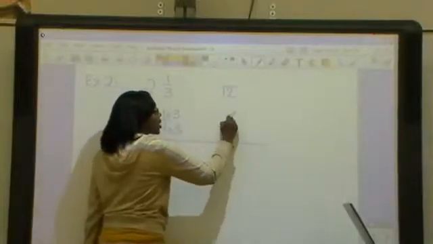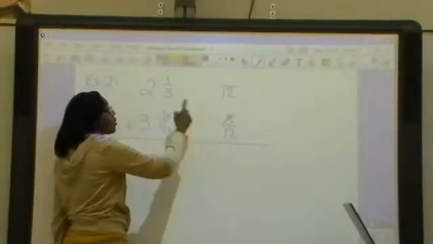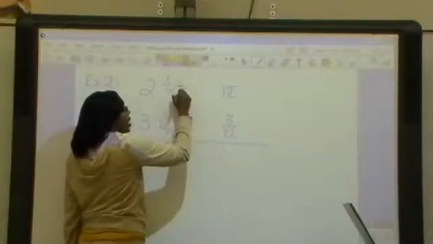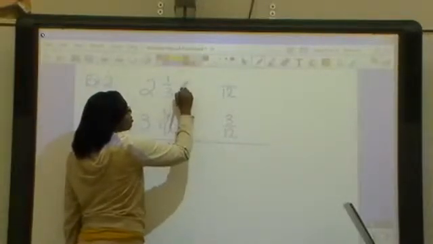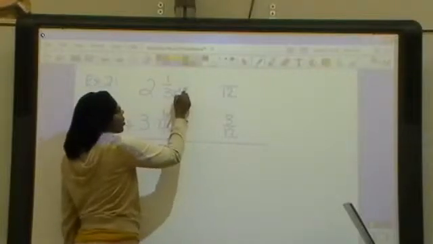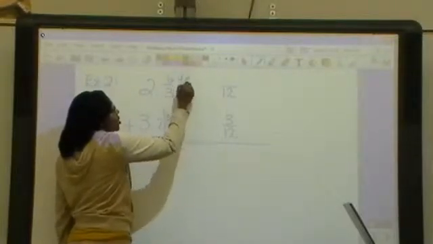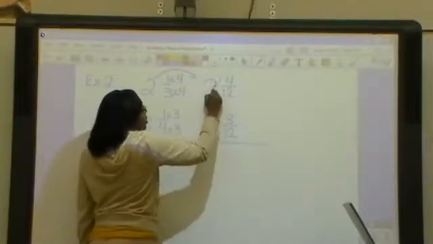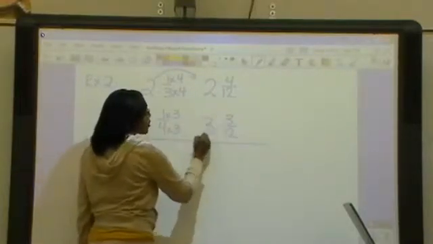So 1 times 3 is 3. Now I want to figure out how did I get from 3 to 12. Well, I multiply by 4. And whatever I do to the bottom, I'm going to do to the top. So this becomes 4. I'm going to bring my whole numbers back in front so that I don't forget them.